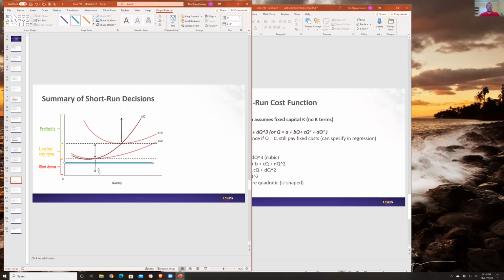Well, in that case, you would say if we stayed open, then that would mean a $200,000 loss. If we shut down and only had to pay our fixed costs, that would be a $100,000 loss. So it would be better for us to shut down and only have to pay those fixed expenses.